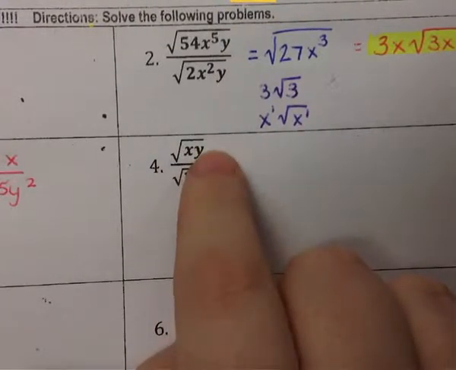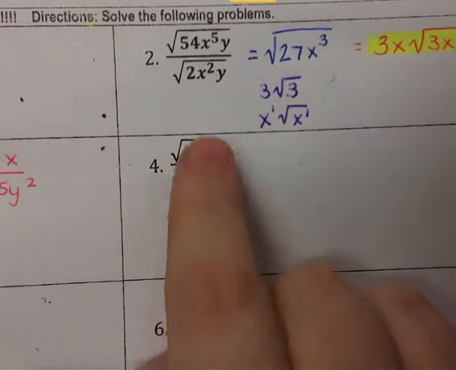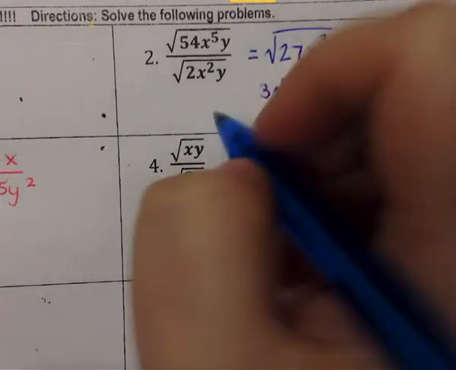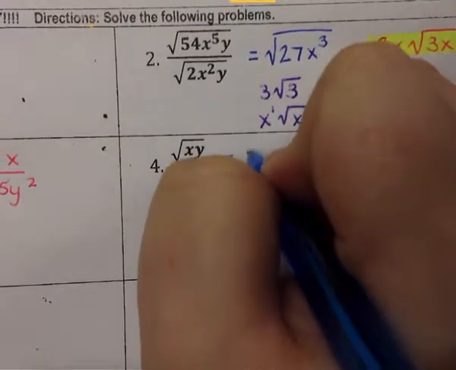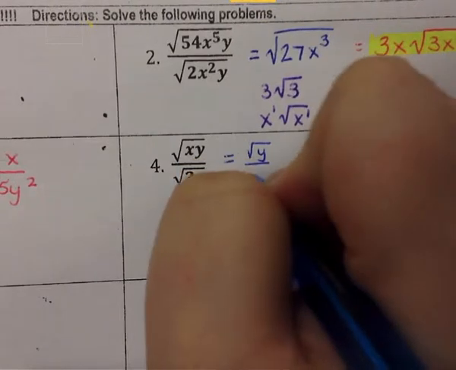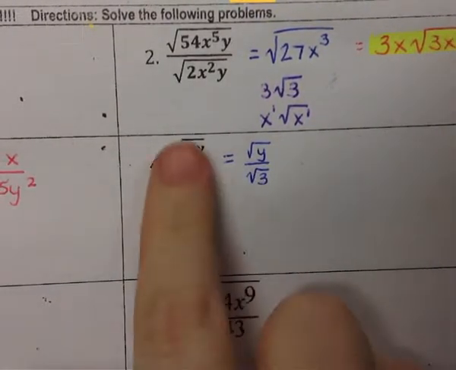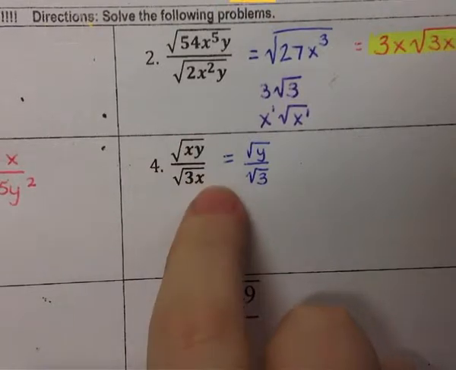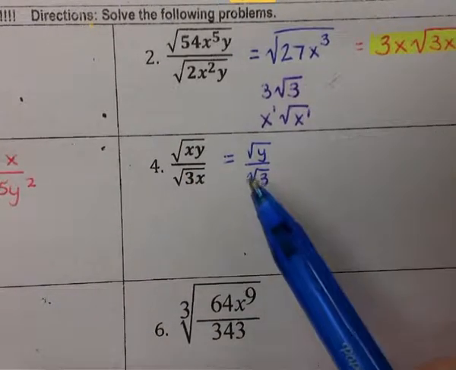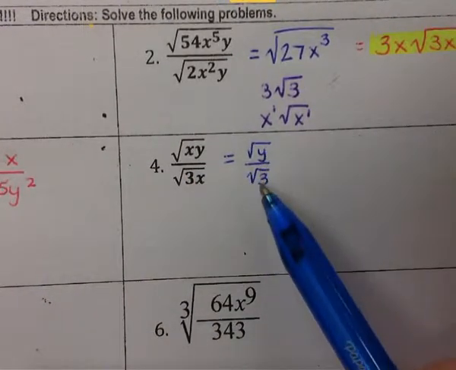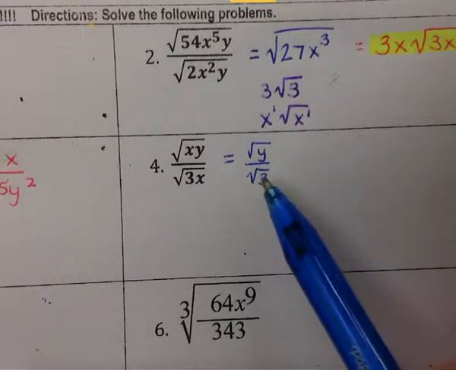So we're left with y in the numerator and 3 in the denominator, both underneath the square root symbol. So we have the square root of y over the square root of 3. Because the x's will go away because they're both inside the radicands. Now, these cannot simplify further, so I do want to keep them separated.